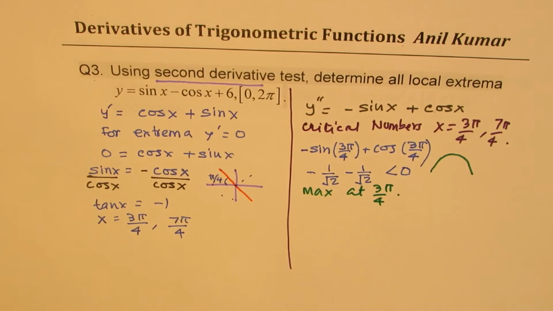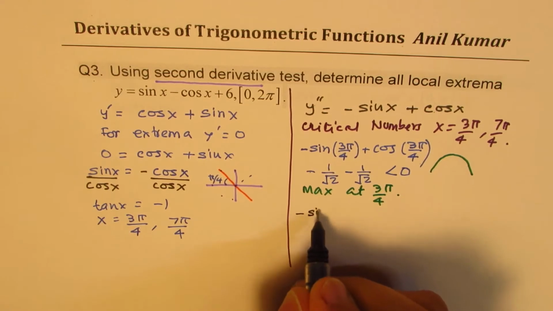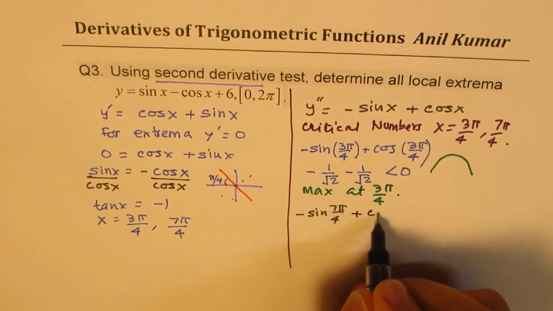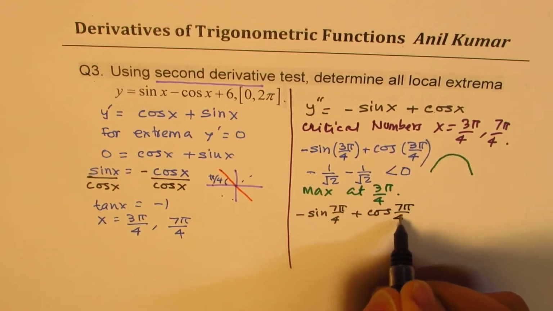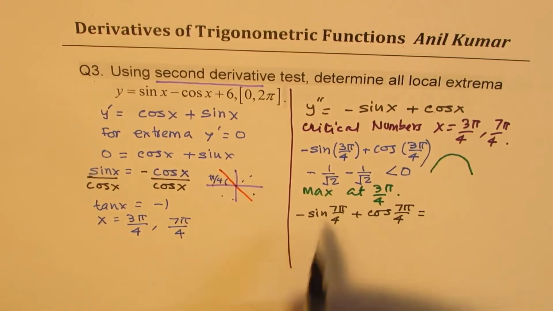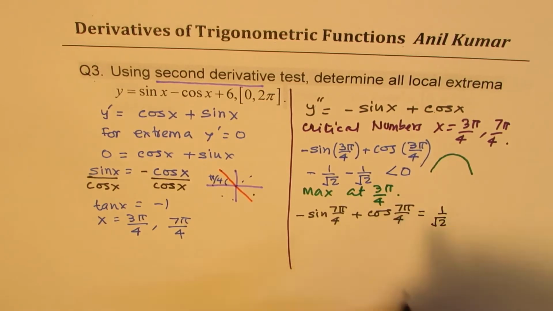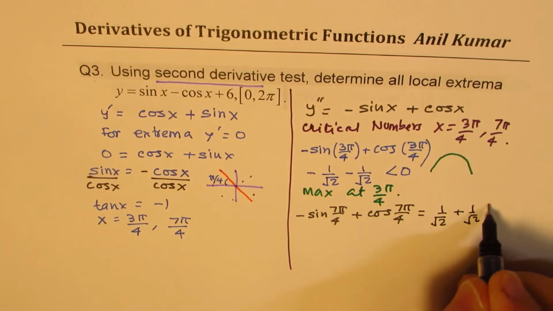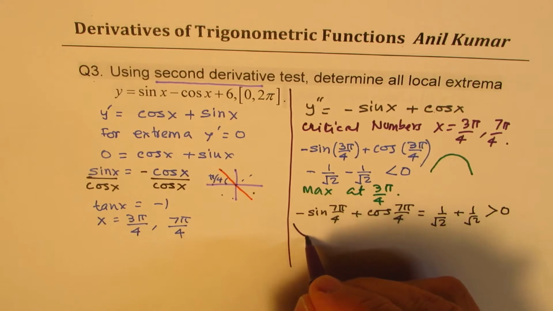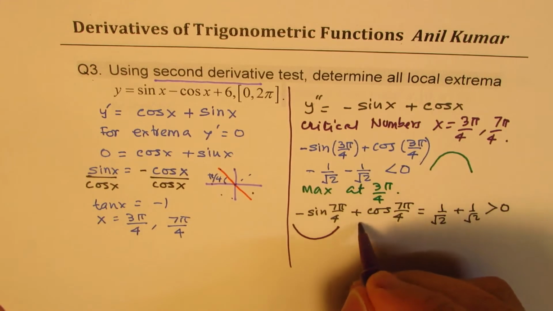Now let's test the other point, which is 7 pi by 4, in the same derivative. So minus sine 7 pi by 4 plus cos 7 pi by 4. Now 7 pi by 4 is in quadrant 4. Here sine is negative, so negative will make it positive. We get 1 over square root 2, and cos is positive, so we have a value which is greater than 0. Since it is greater than 0, in this case the curve is going to be concave up, right? So it is going to be concave up.